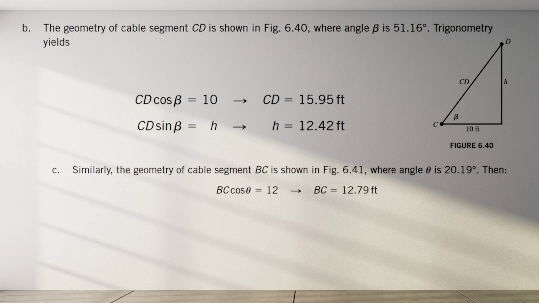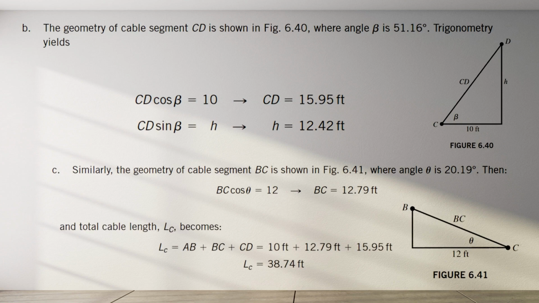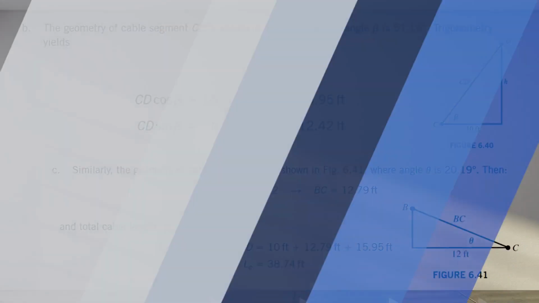Similarly, the geometry of cable segment BC is shown in figure 6.41, where angle theta is 20.19 degrees. Then, BC times cosine theta equals 12, BC equals 12.79 feet. And total cable length LC becomes LC equals AB plus BC plus CD equals 10 feet plus 12.79 feet plus 15.95 feet. LC, or the length of the cable, equals 38.74 feet.